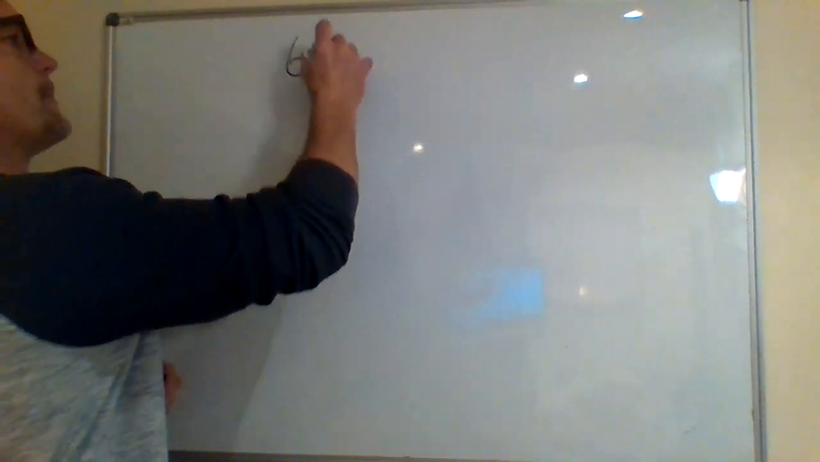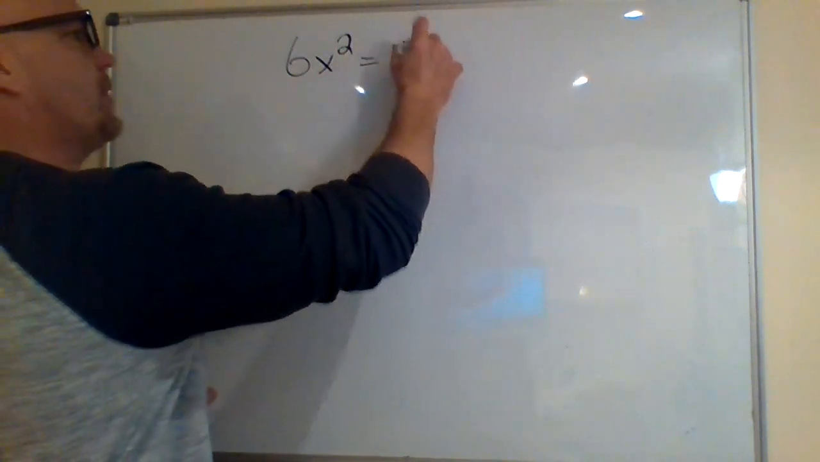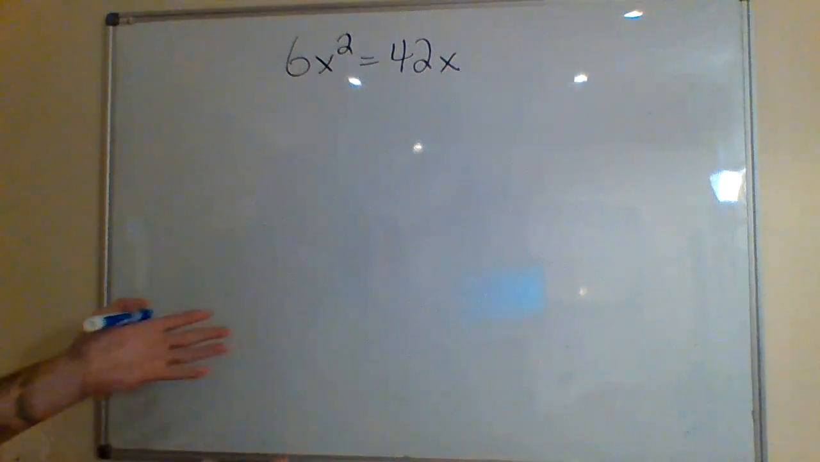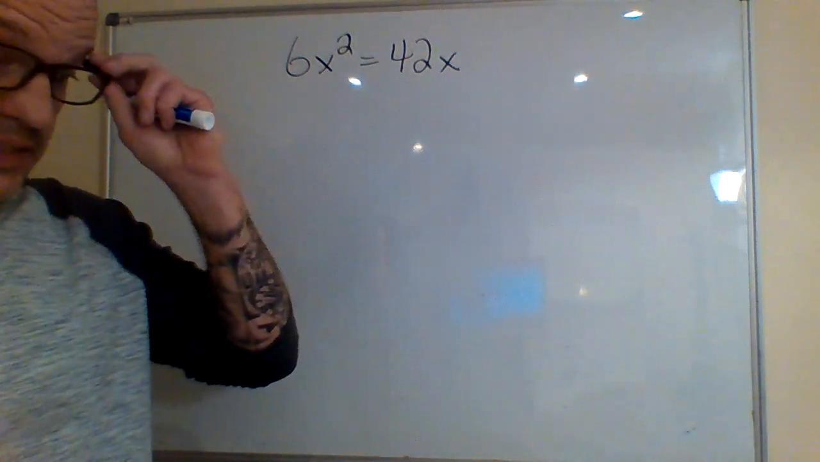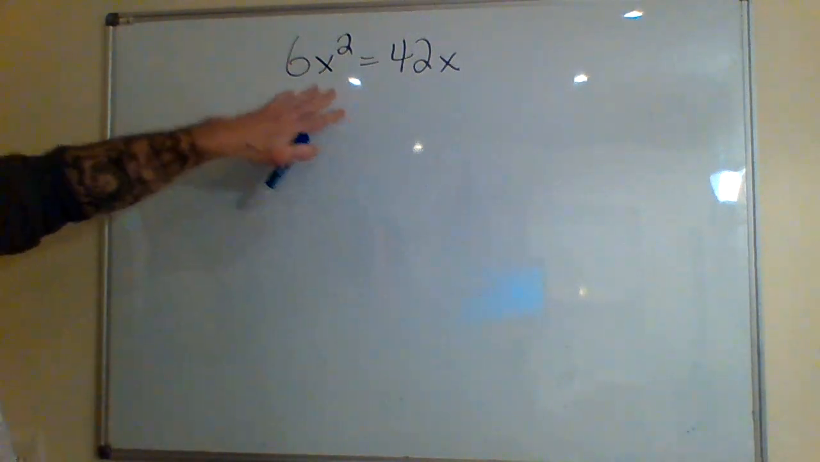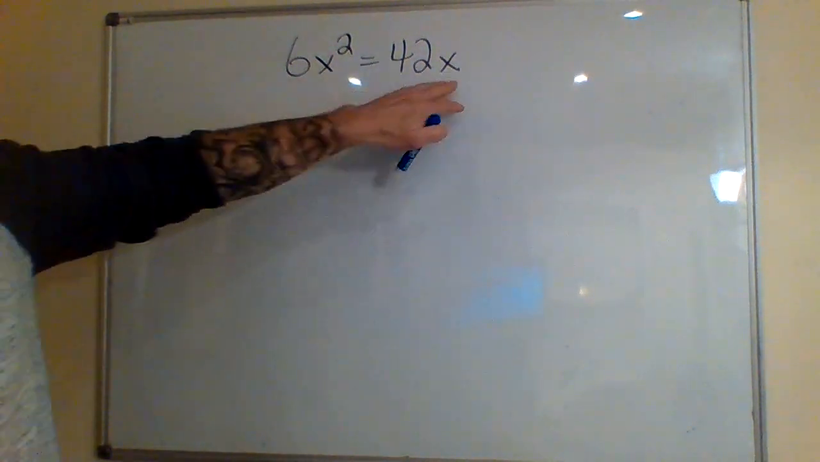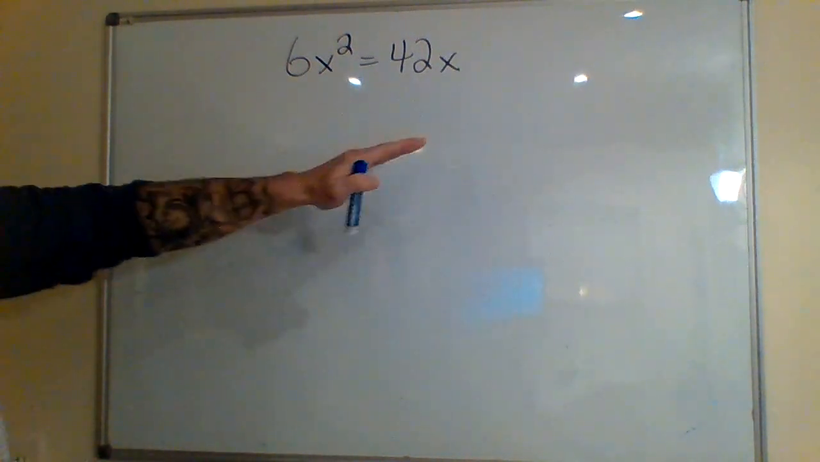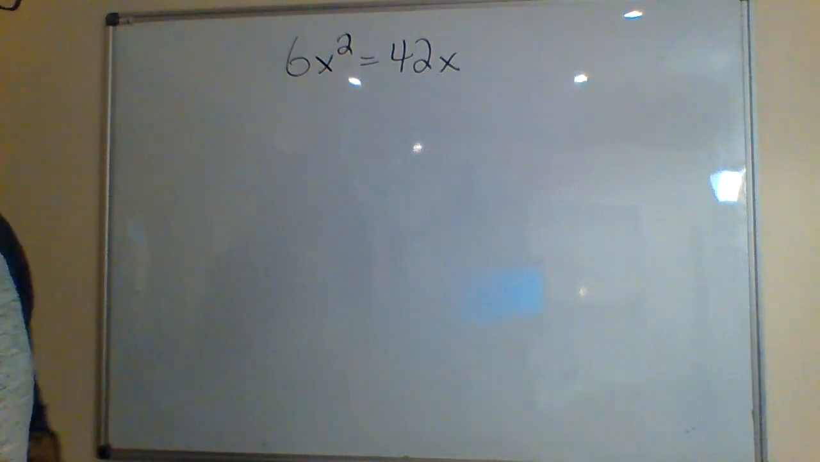6x squared equals 42x. Now the first problem when I see that is, hey, that's not set equal to 0. But the nice thing is, we can get it there. So the first thing, I look at this and say, okay, this has an x squared and an x term. I cannot solve it using square roots. So I'm going to have to set it equal to 0 and try to use my zero product property.